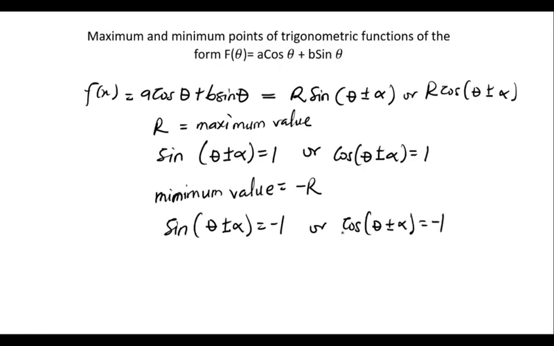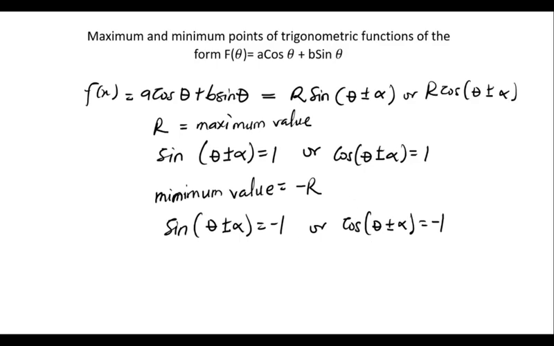So the only difference between the maximum and the minimum value is that for the maximum value, we take the positive r as the maximum value, and then we equate either sin(theta plus or minus alpha) or cos(theta plus or minus alpha) to positive 1. But then we do the opposite for the minimum value. That is, we negate the value of r as the minimum value, and then we equate what we have to negative 1 as the point at which it occurs.